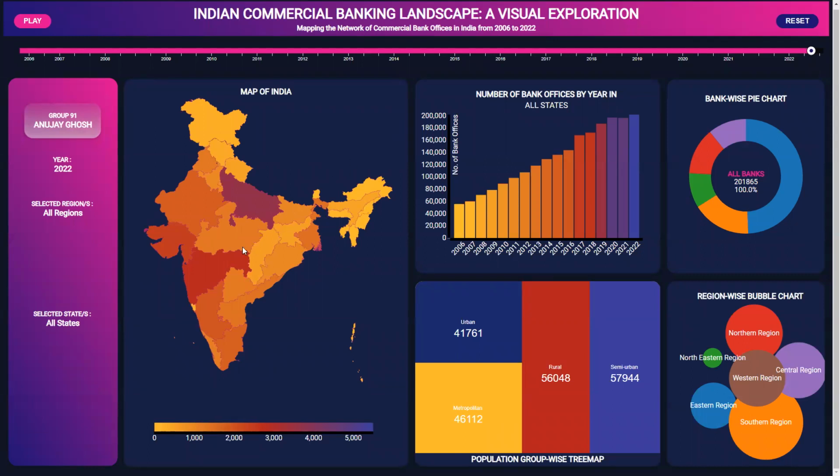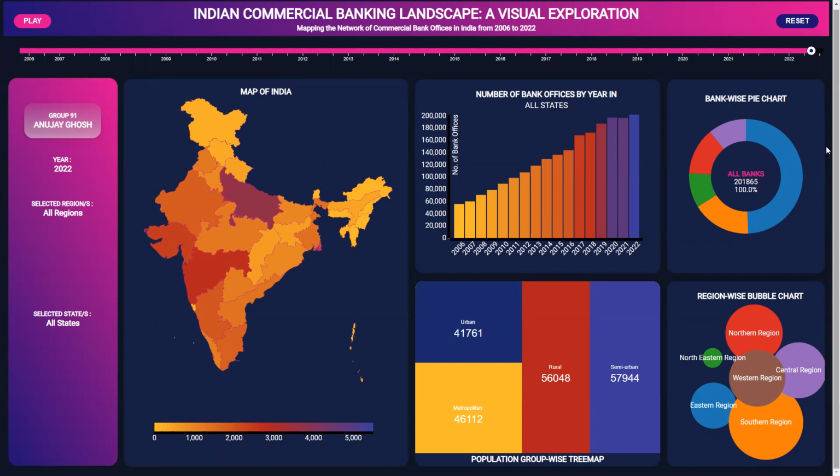The features here you can see is a display details box. We start with a choropleth map of India with all the states separated. The legend here shows that the range goes from 0 to a little more than 5,000. A bar graph here shows the number of bank offices by year, right now in all states, but on brushing and linking, you can do it for a single state or a particular bunch of states as well.